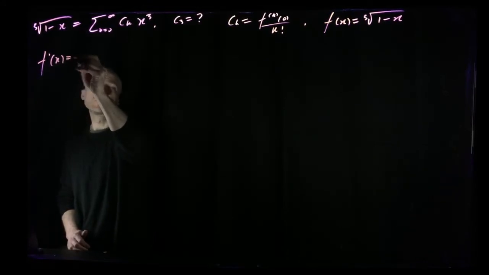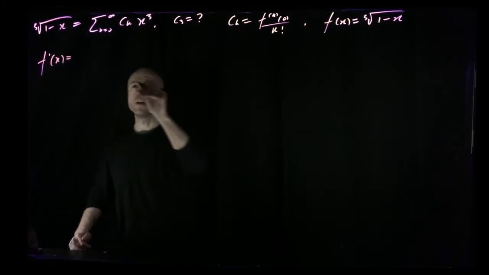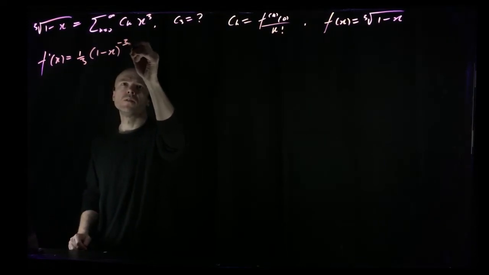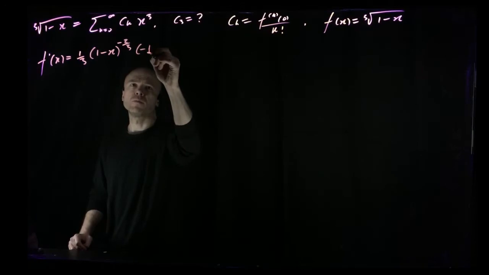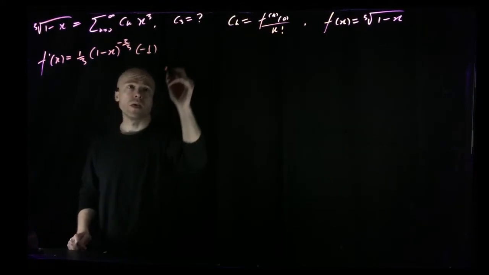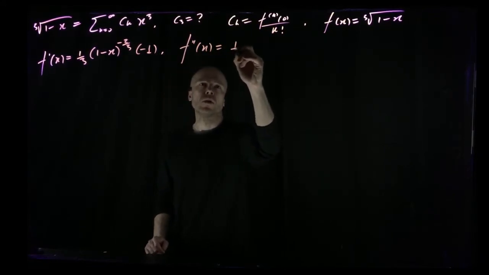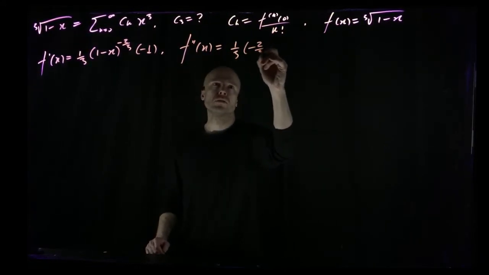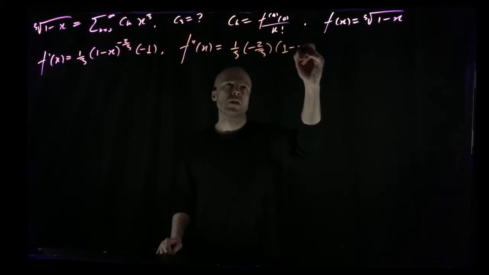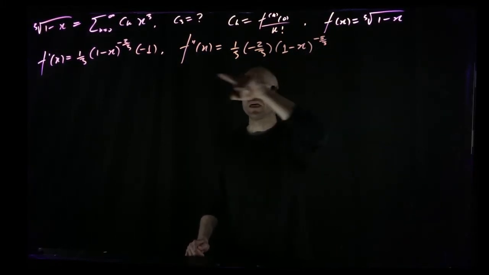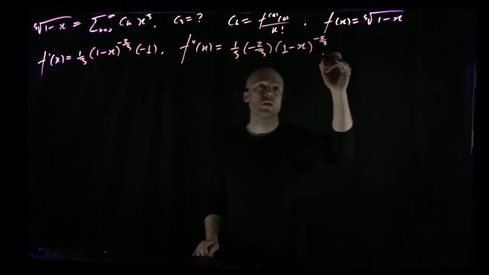Differentiate the first time. We can differentiate functions to some power. That's not hard, right? So it's 1 over 3, 1 minus x to the minus 2 over 3. Differentiate the inner function, we have minus 1. Differentiate it again. We're going to have 1 over 3 times minus 2 over 3, 1 minus x to the minus 5 over 3. Differentiate the inner function, now minus 1 times minus 1 is plus 1.